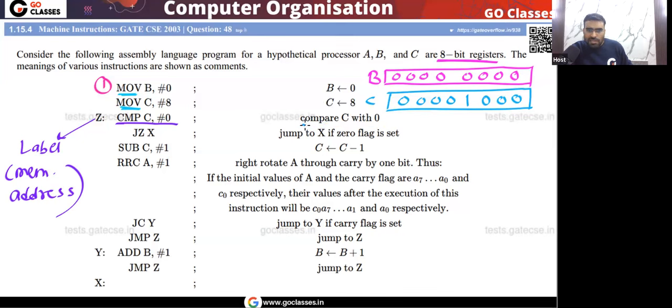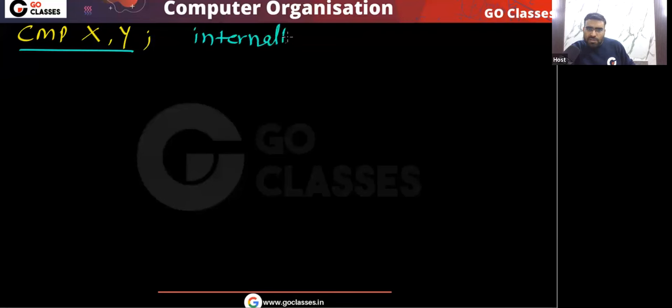This compare instruction will affect the flags that you already know. Yes or no? How? Please tell me. Let's discuss the compare instruction. In the compare instruction, let's assume you have X and Y. Then internally, what will this instruction do?